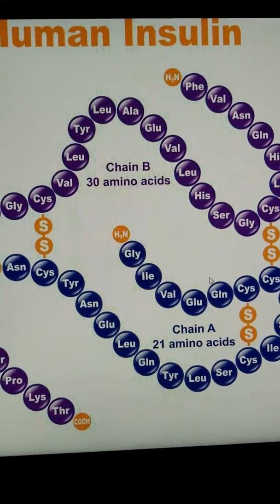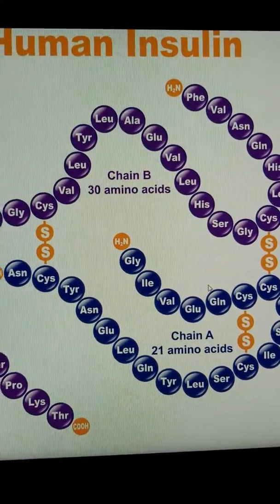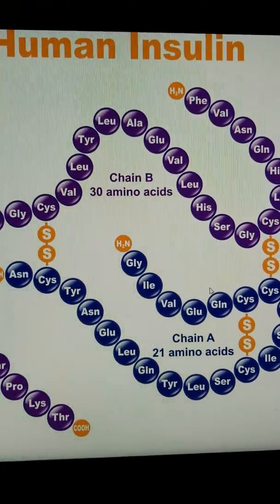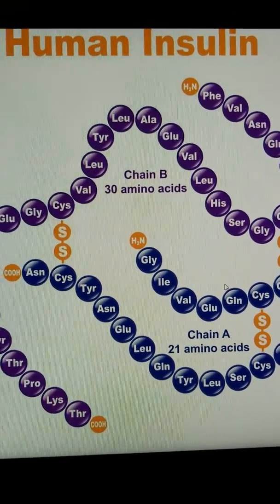Proteins have four levels of structure. They have primary, secondary, tertiary, and quaternary. This is an example of a tertiary structure. And you can see that there are disulfide bonds, but you cannot see the alpha helixes and the beta sheets.